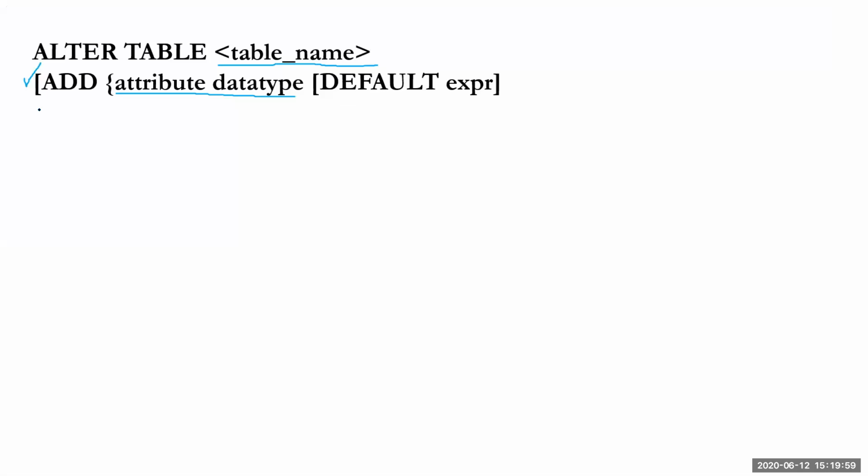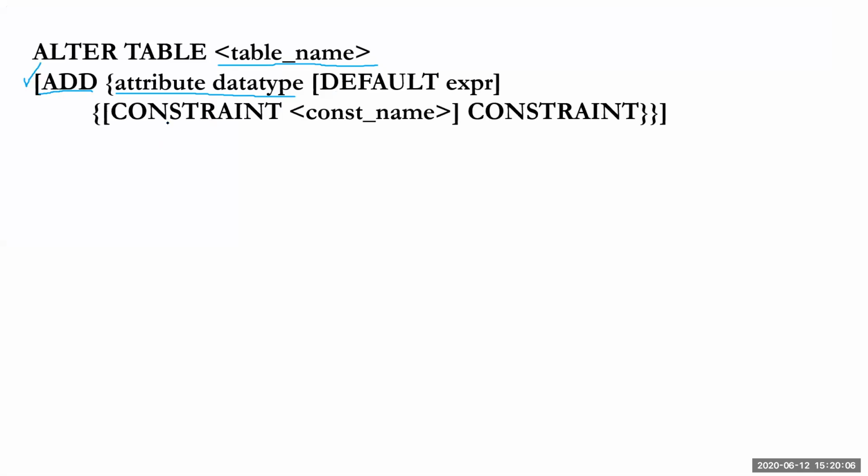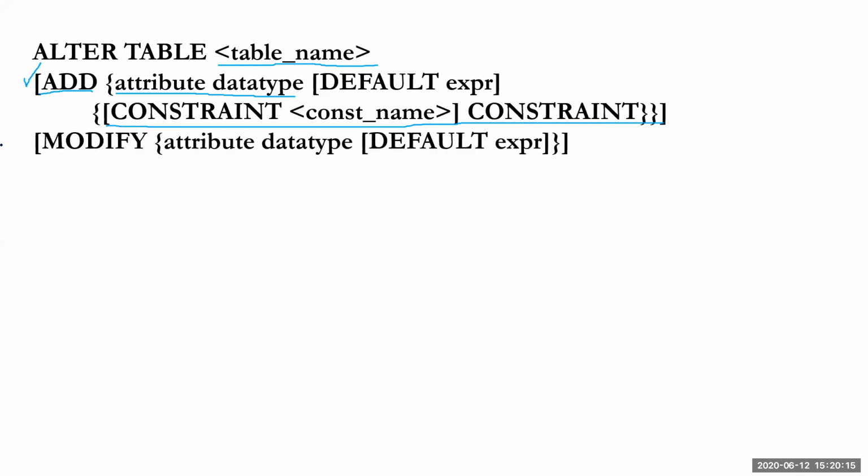Add a new attribute. Like that, you may add a new attribute, or you may add a constraint to the existing column, or you may modify. So if you are supposed to add a new column, you could not perform modification. These two could not be operated at a time. Either this one or this one, but not both.